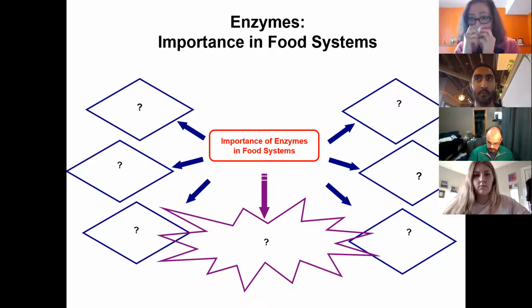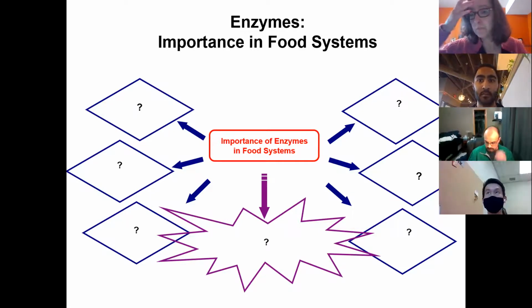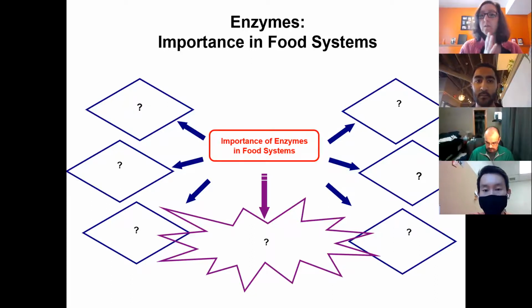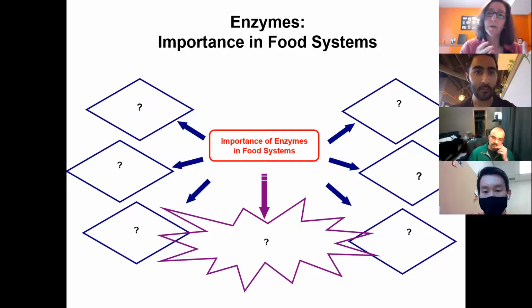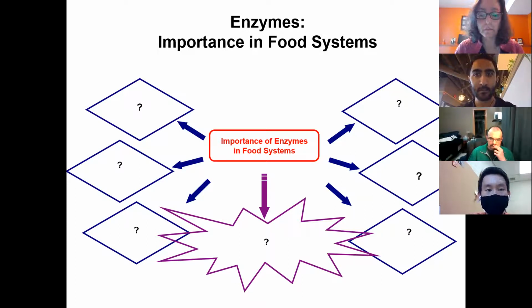What other than processing aid? Like waste management? Waste management. Yes. So oftentimes if you have a byproduct or waste that is high in lipid, for example, and it's going down the drainage, you want to have lipase to break that lipid so you don't have clogging. So yes, waste management. What else? Other than processing and waste management.